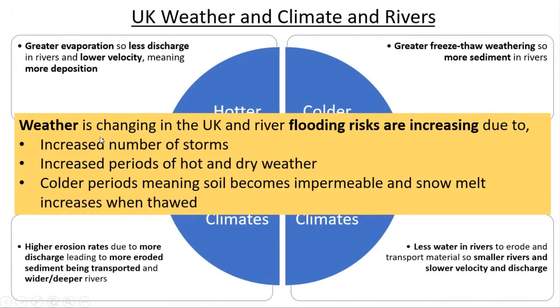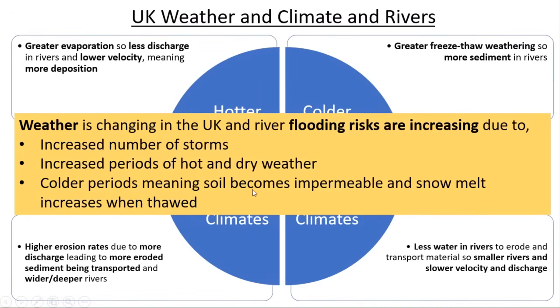Okay, and the other thing about weather, because of climate change, it is changing in the UK, and river flooding risks are increasing. So we're having more storms, which means we're getting more water, making it more likely to erode areas. Also, we're getting increased long periods of hot and dry weather, so we get deposition. And when you get deposition in rivers, followed by a big storm, that river, which has now got loads of deposited material, is less able to hold the more water that's coming. So it's going to increase flooding, and that's a real problem for us.